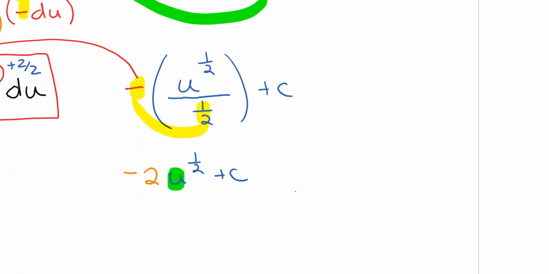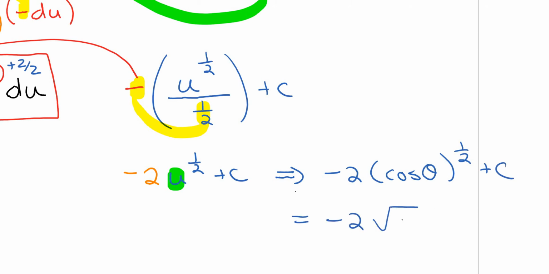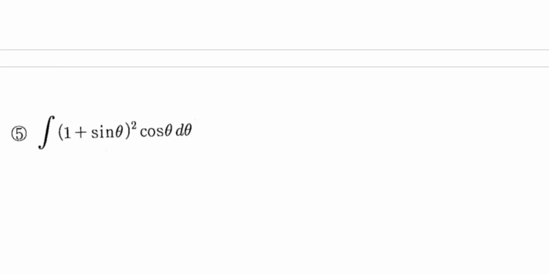All right, so let's go ahead and substitute that in now. So my final answer is going to be -2 bracket cos theta to the power of 1/2 plus c. And that's the same thing as -2 square root of cos theta plus c. All right, so that question wasn't too bad. Let's move on to the next one here.